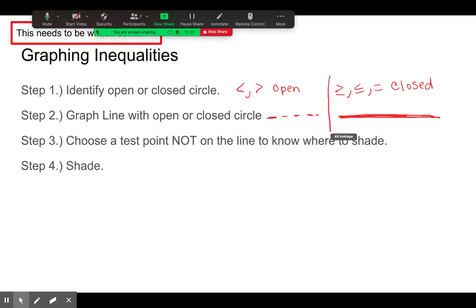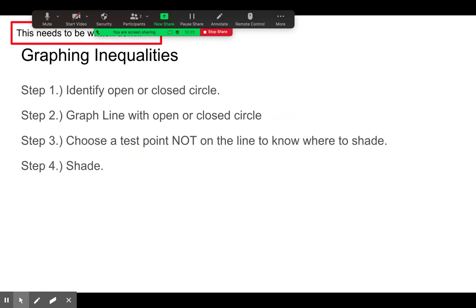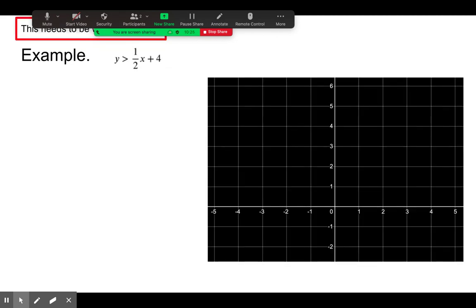Choose a test point that's not on the line and then shade. Please make sure you have those steps written down. Again, hit pause if needed. So let's look at examples.